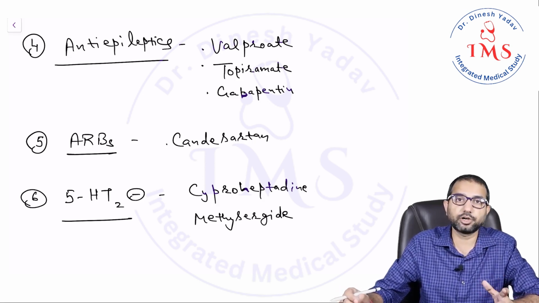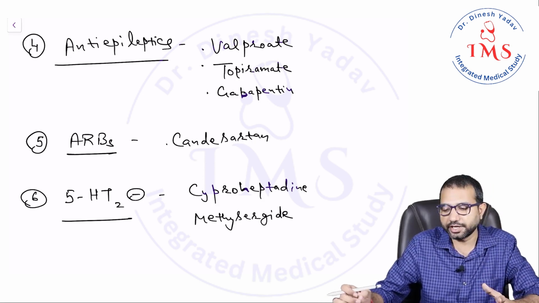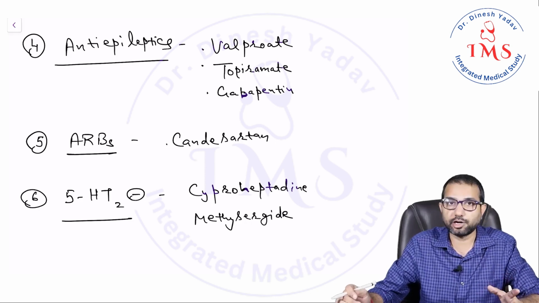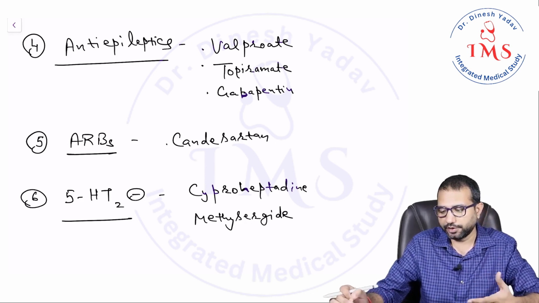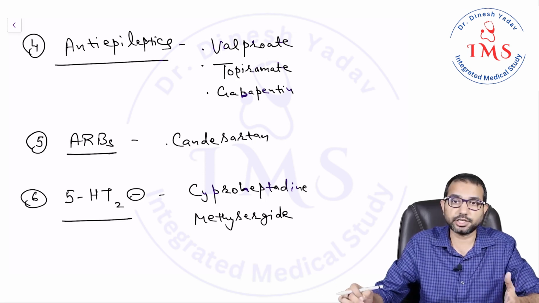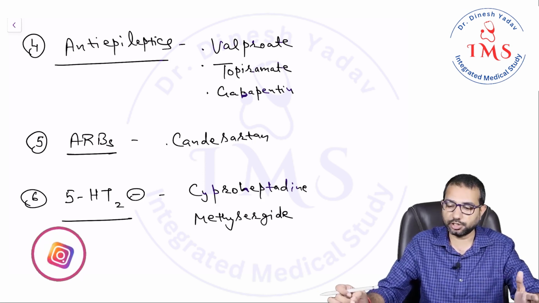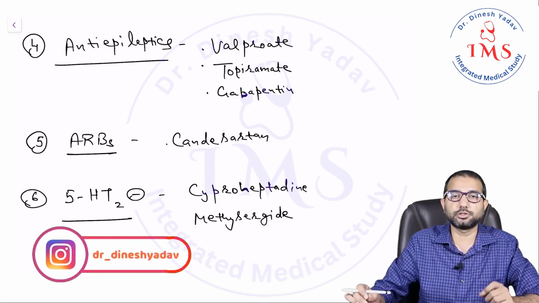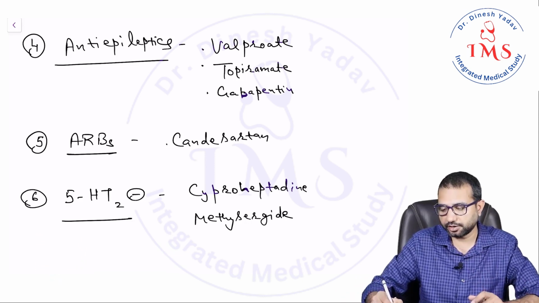Out of these, the very important drugs are beta blocker, then flunarizine, amitriptyline and valproate. These are commonly used drugs, but we have other drugs also, and out of these, candesartan is commonly asked nowadays, that which ARB is used in migraine prophylaxis, that is candesartan.